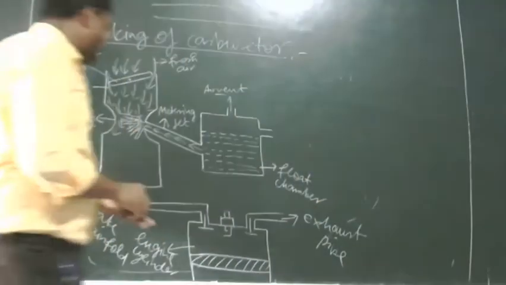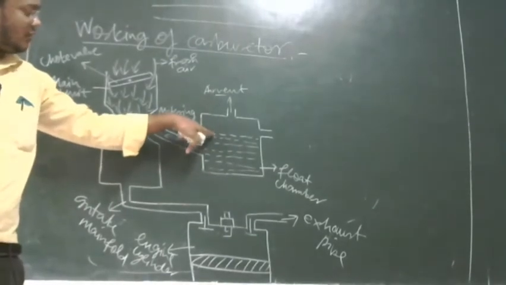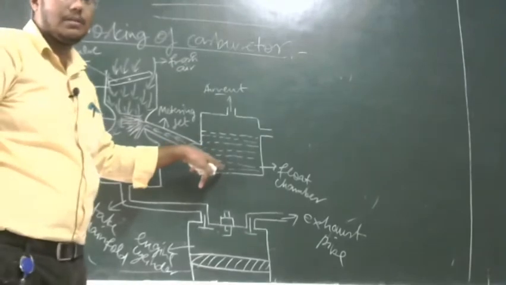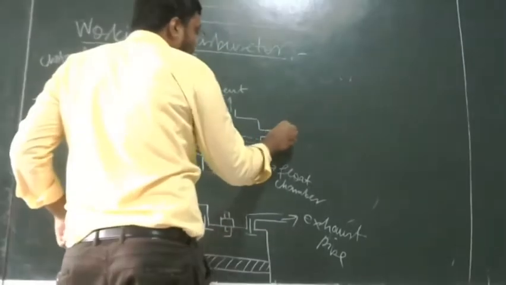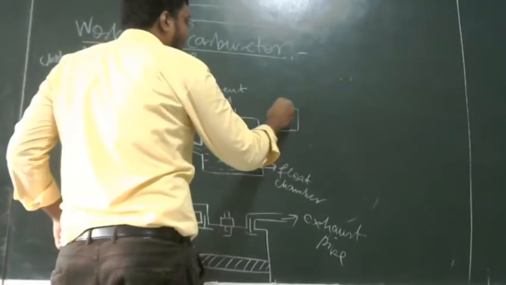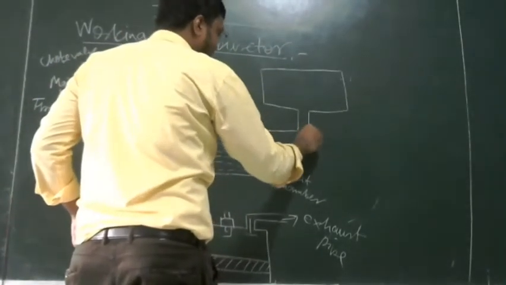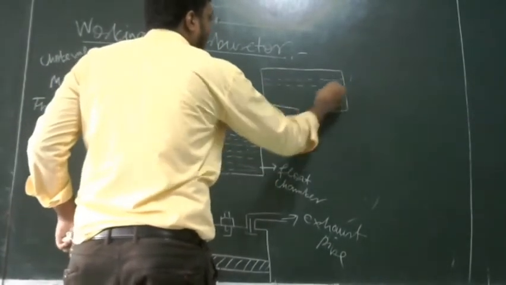Now as fuel is flowing from this float chamber, the level of the fuel will decrease here, and we have to maintain the level of fuel in the float chamber. For that, we have connected this float chamber to the fuel tank. Here is the fuel tank.